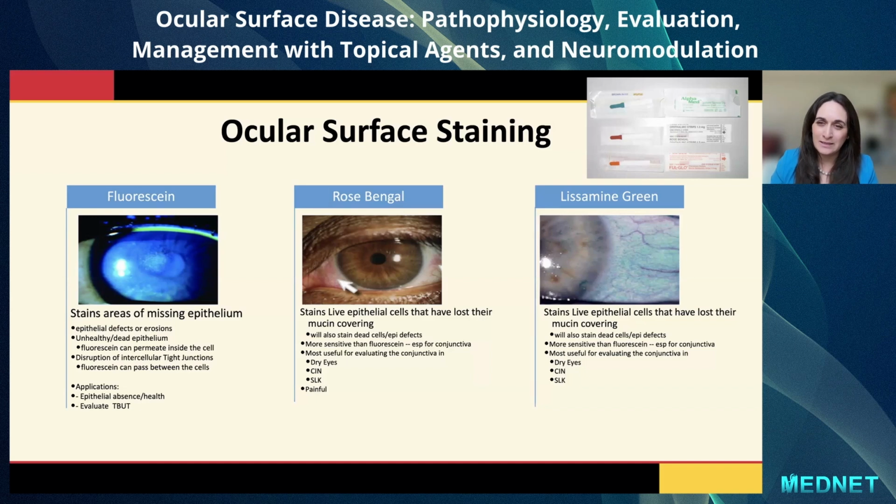And then I tend to use lissamine green mainly because it's less painful or irritating to patients as opposed to rose bengal, but both really function very similarly. So again, fluorescein I like to think about for the cornea, and lissamine green I like to think about for the conjunctiva, but make sure to look at both areas because you can see they highlight slightly different things.